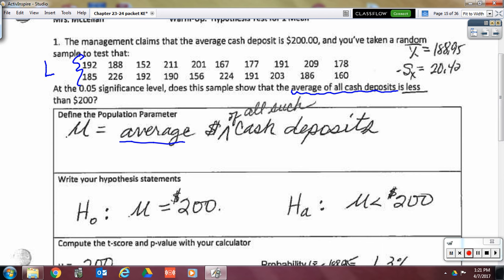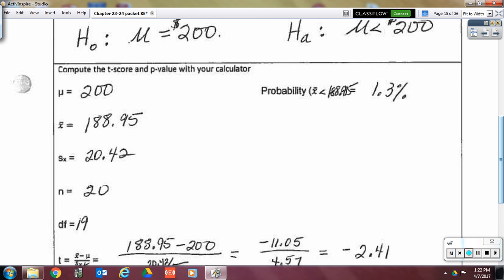Now, what did you have to do with those items? You had to put them into list 1, and then go to stat calc, 1 variable stats. When you do 1 variable stats, the things that it gives you that you need are the sample mean and the sample standard deviation. The sample mean and the sample standard deviation. Okay?